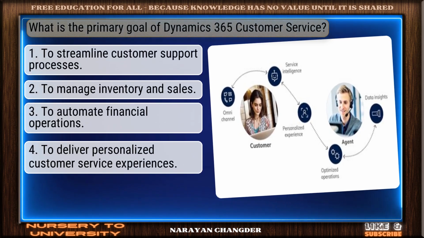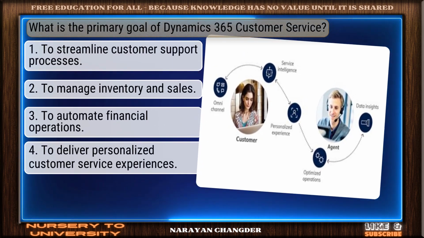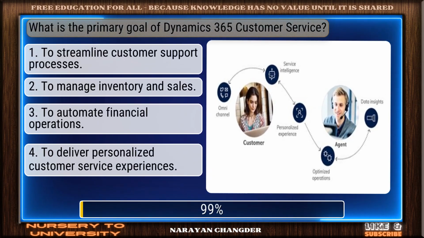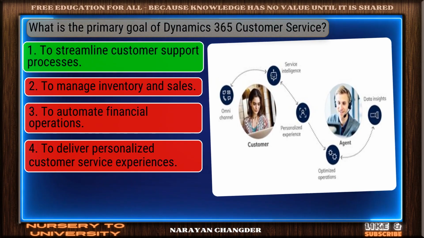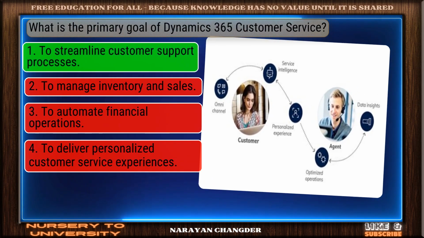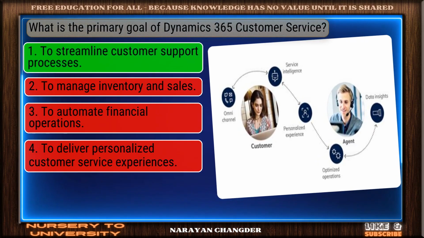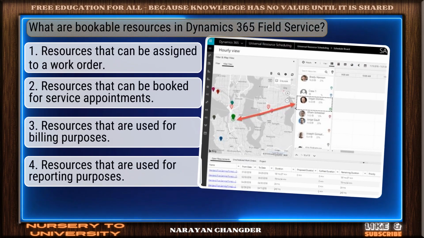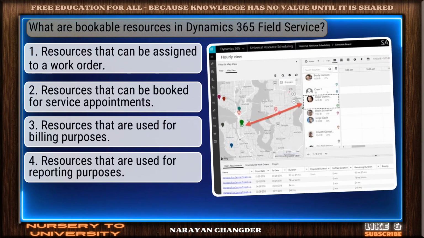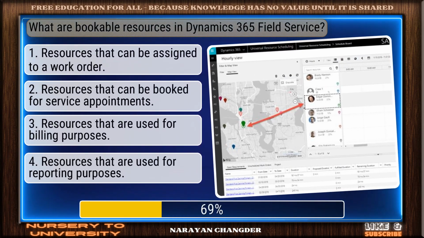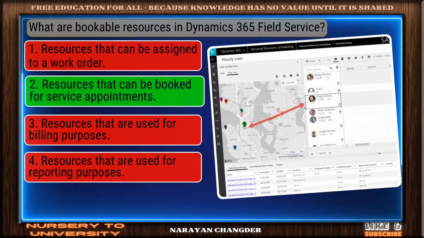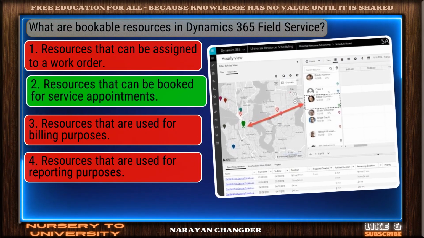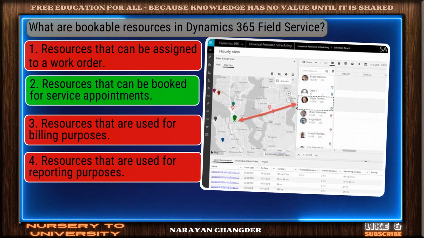Question number 64. What is the primary goal of Dynamics 365 Customer Service? Right choice. To streamline customer support processes is the best answer. Question number 65. What are bookable resources in Dynamics 365 Field Service? Nicely done. Resources that can be booked for service appointments is a solid answer.